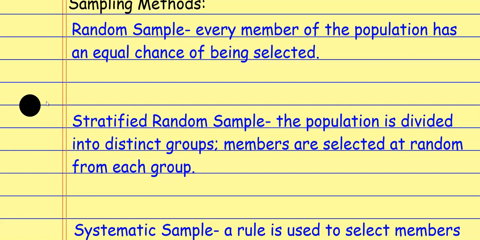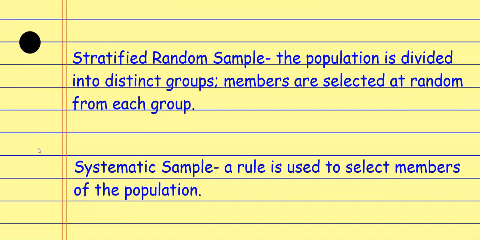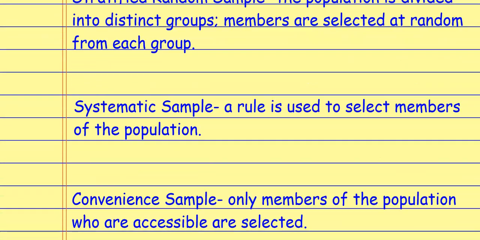A random sample is when we select randomly from the entire population, but stratified random is when we select randomly from groups within the population. So we split the population into groups and then randomly select from there, all right? And then systematic, we're following a specific rule to select those students, okay?